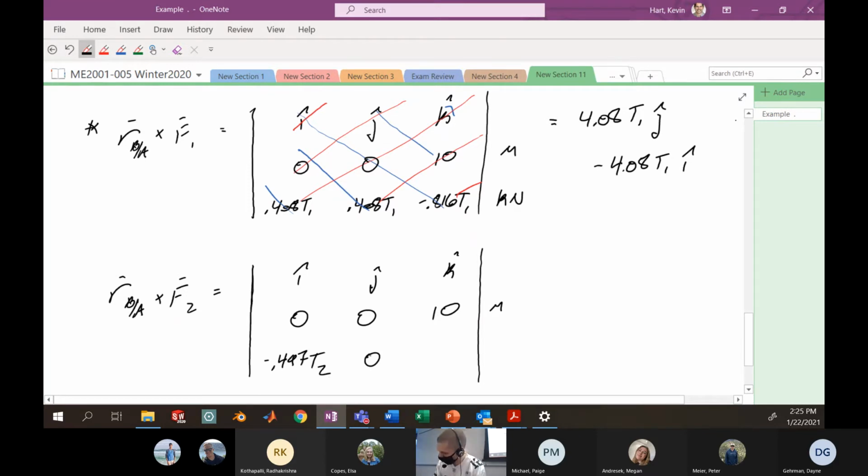In J, 0. And K, we have 0.894 T2. Maybe let's say kilonewtons again. So again, my resulting information, nothing in I. J will have something like 10 times negative 0.497. So here we have negative 4.97 T2 in J hat.